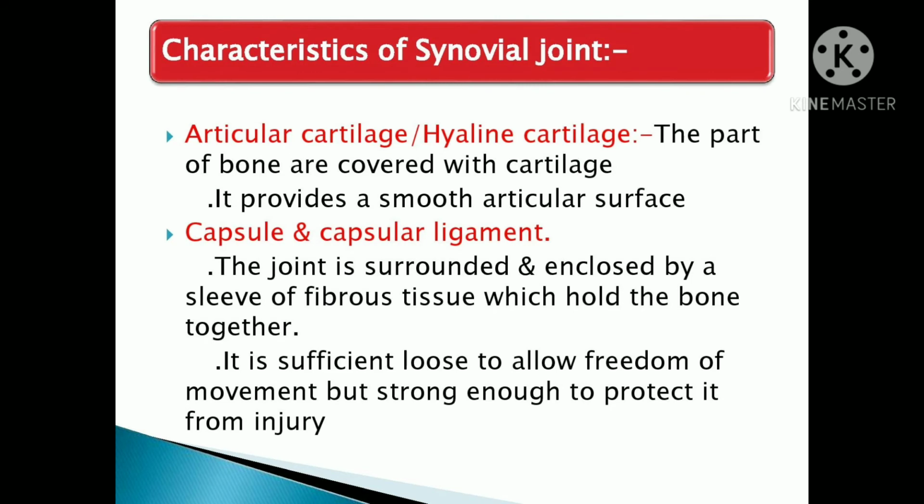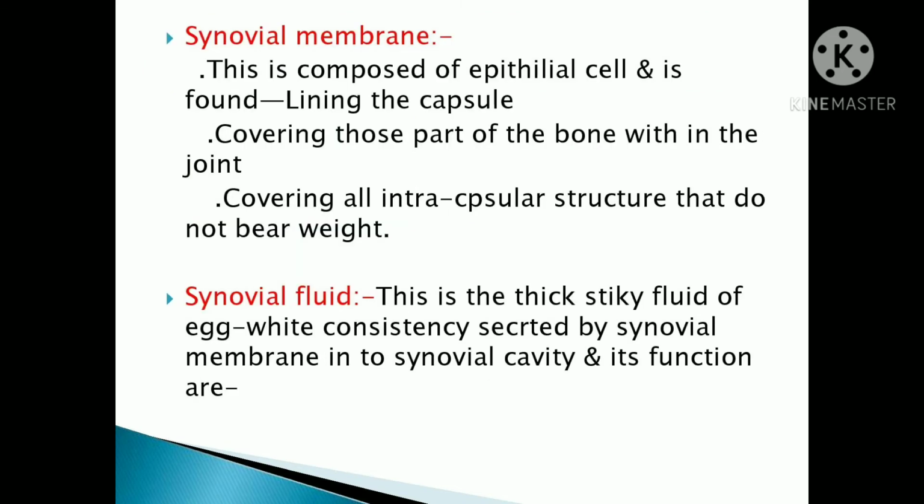Here the parts of the bones are covered with cartilage. This cartilage provides a very smooth articular surface. There is a capsule and capsular ligament present. The joint is surrounded and enclosed by a sleeve of tissue which holds the bones together. Let us see what the synovial membrane is. It is composed of epithelial cells and is found in the lining of the capsule. It covers the parts of the bones within the joint.